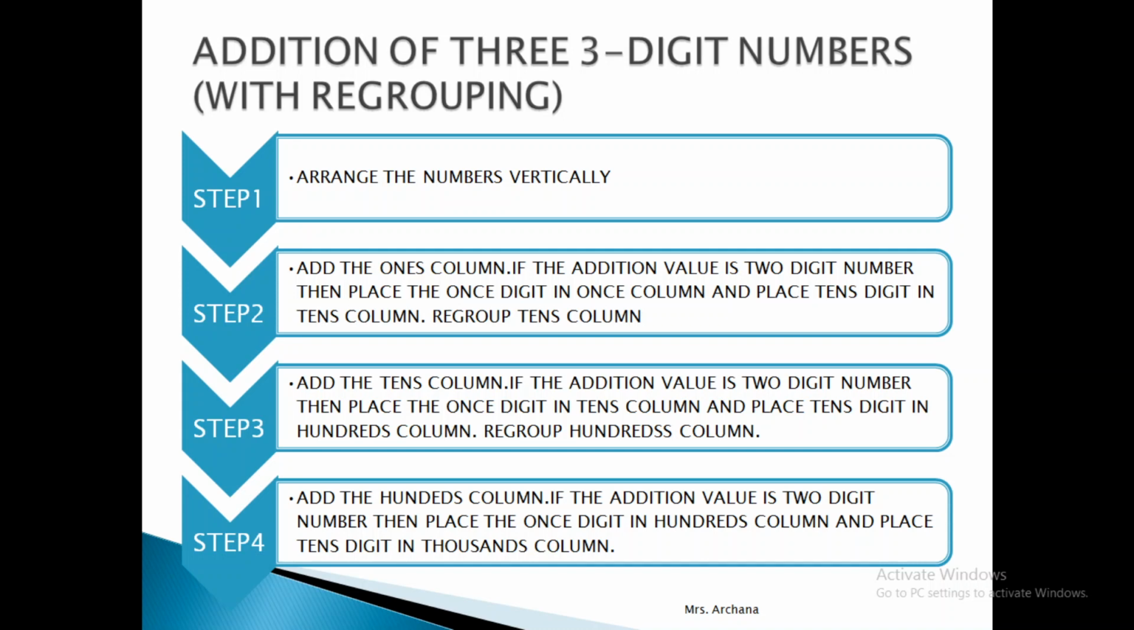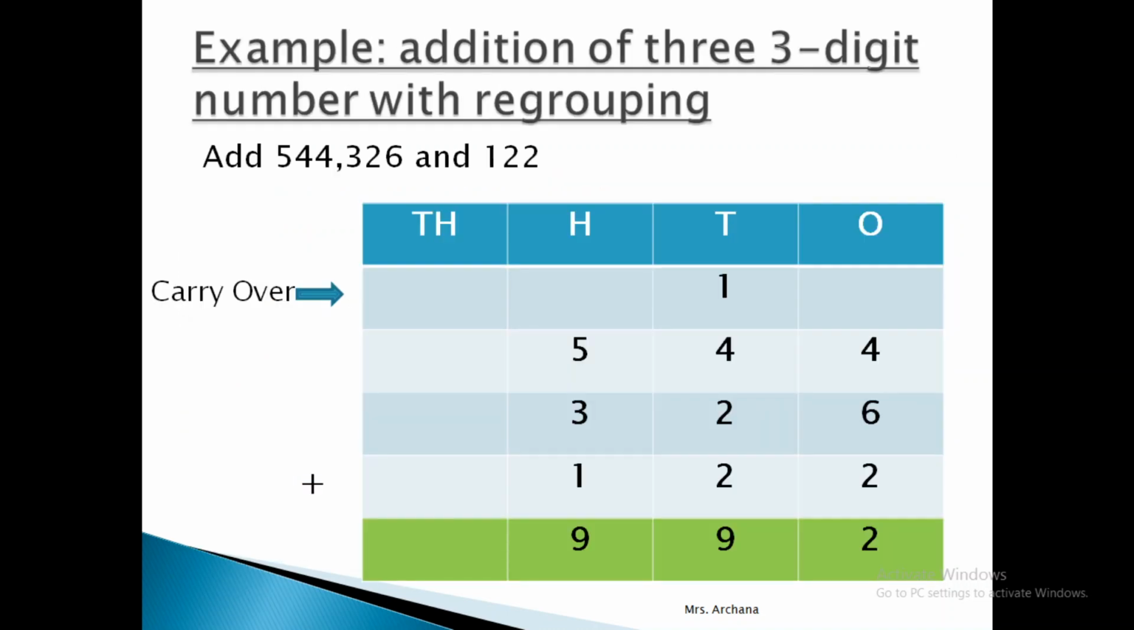Third step is add the tens column. If the addition value is a 2-digit number, then place the ones digit in the tens column and place the tens digit in the hundreds column. Regroup the hundreds column. Step 4, add the hundreds column. If the addition value is a 2-digit number, then place the ones digit in the hundreds column and place the tens digit in the thousands column. Let's see an example to have a clear idea.